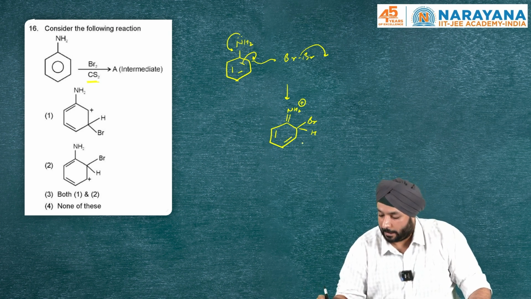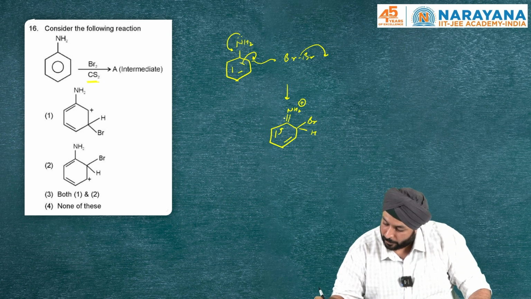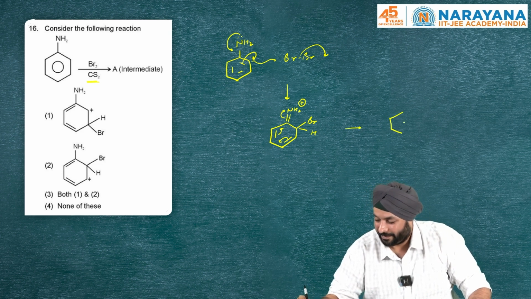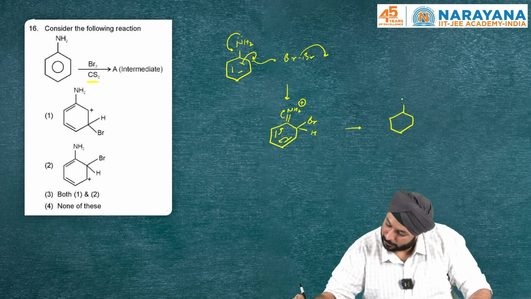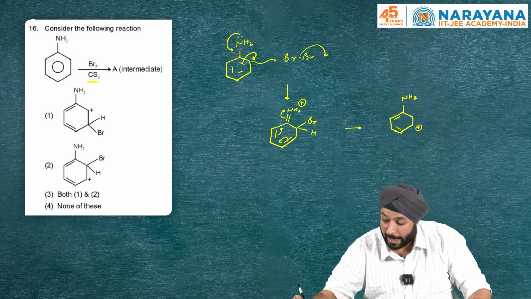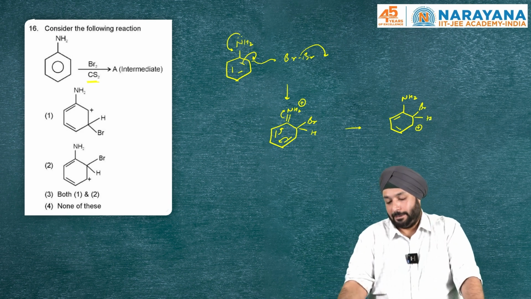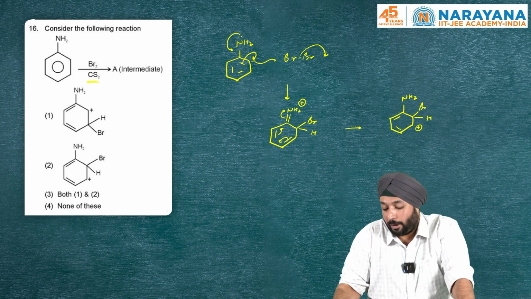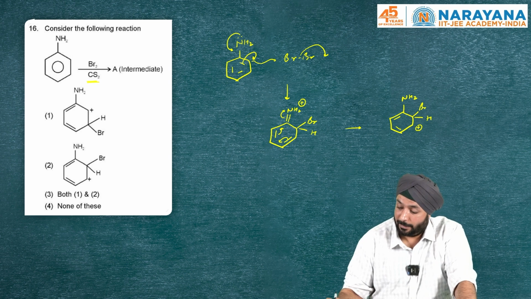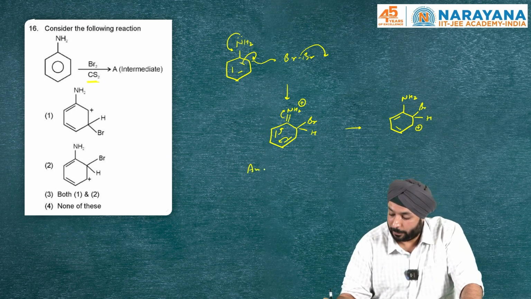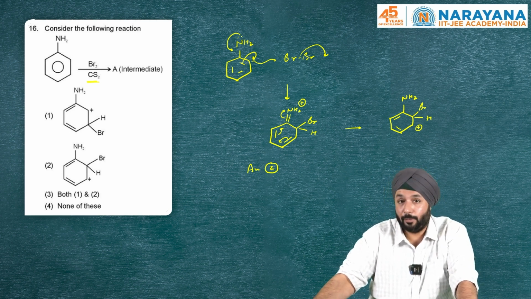Right? And now, due to resonance, we will get a positive charge on the adjacent carbon in the sigma complex formed by this. So we are getting option 2 as the correct option, right? So answer is supposed to be 2. Hope you understood this, right? We'll move ahead.